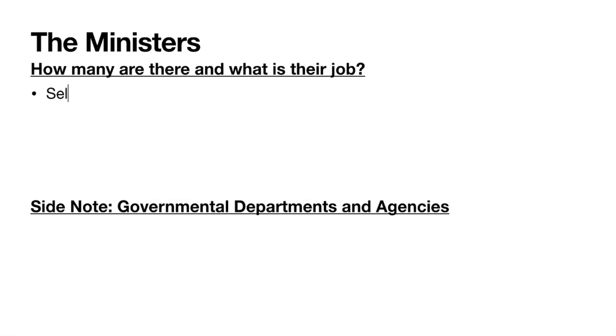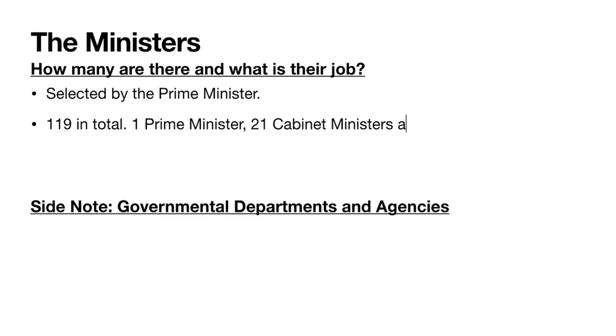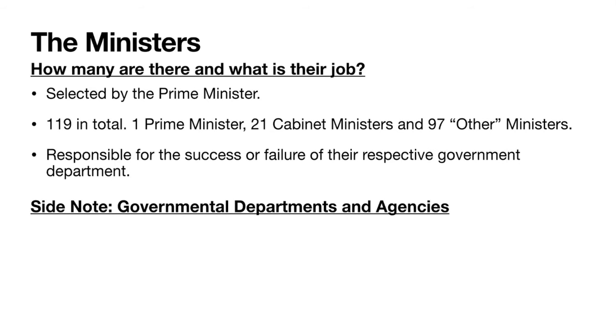Like I said, the ministers are selected by the Prime Minister, and there is 119 in total, one of which is the Prime Minister himself. 21 are cabinet ministers, who meet up once every week during Parliament to discuss the most important issues, and 97 who are generally classified as others. Ministers are responsible for their respective government department or agency's success or failure.